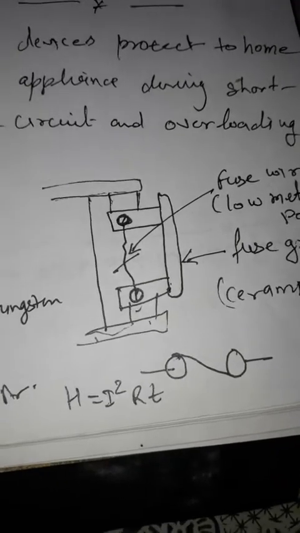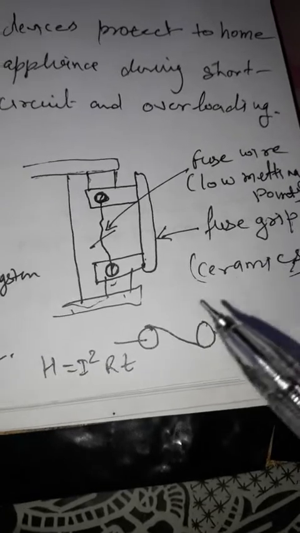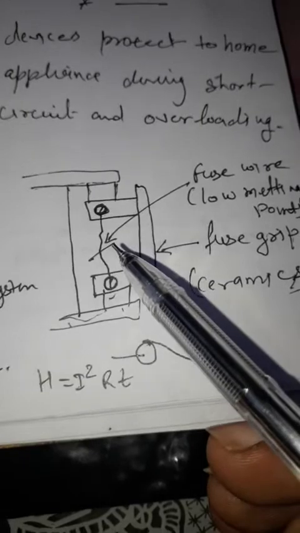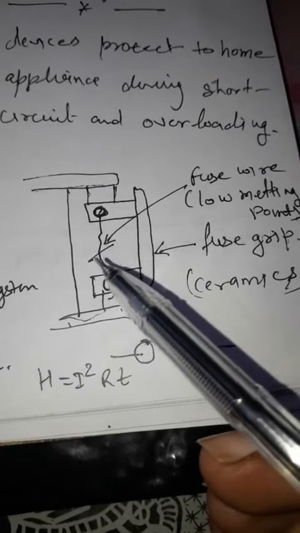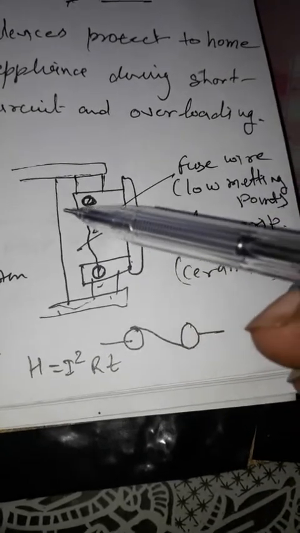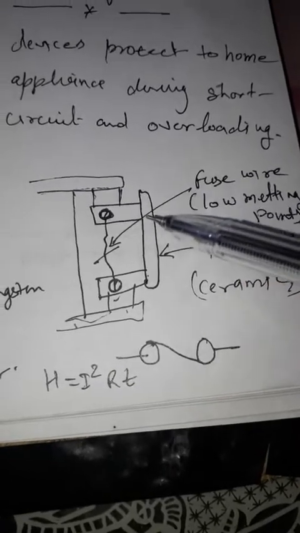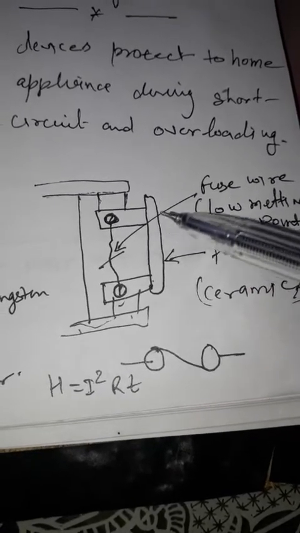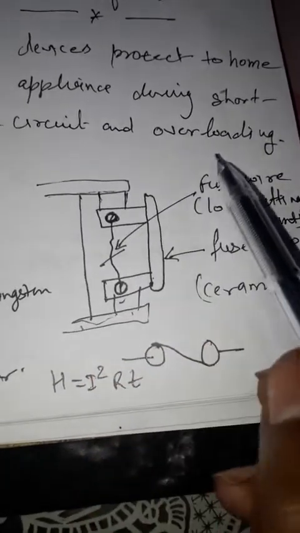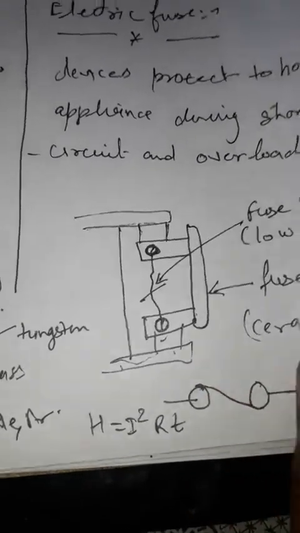Similarly, in the case of overloading, the current is maximum and hence this fuse breaks because of its low melting point, and it does not pass current from the fuse to the other devices, so it can protect our home appliances. Now we should discuss what short circuit and overloading are, in brief.